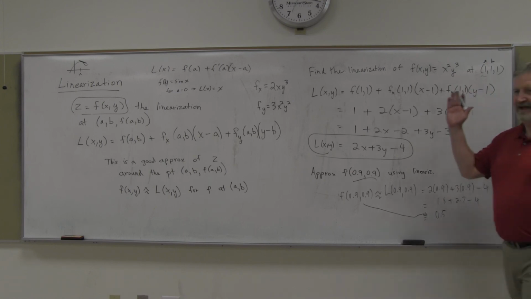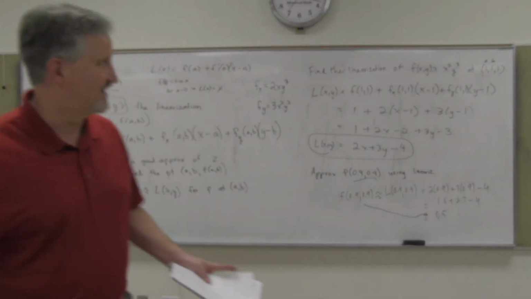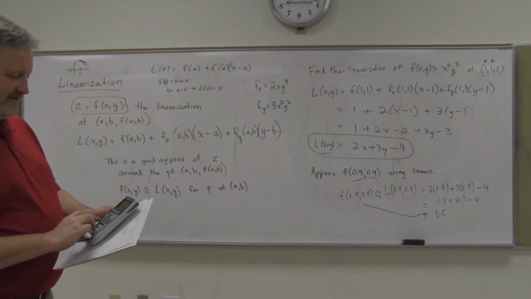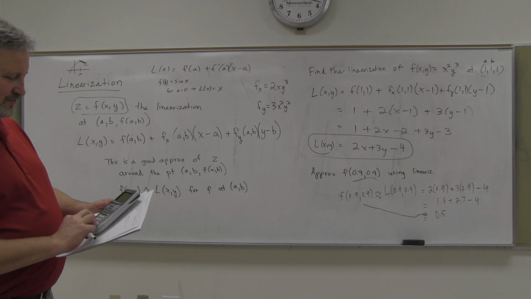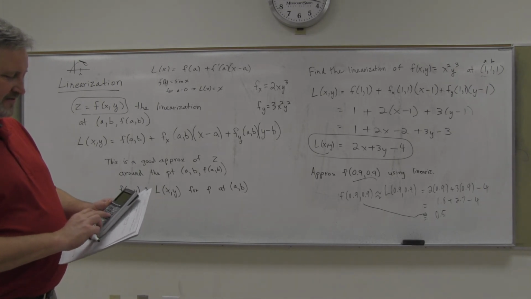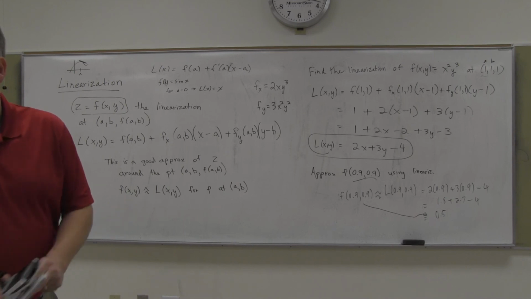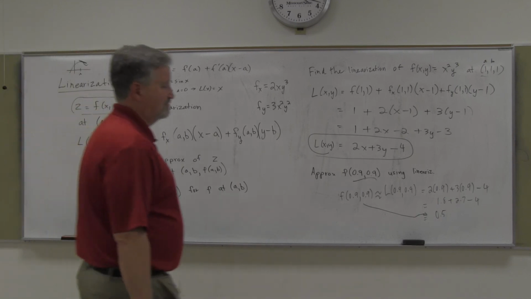What is it actually? Let's calculate the exact. 0.9 squared times 0.9 cubed exactly is 0.59. It's pretty close.